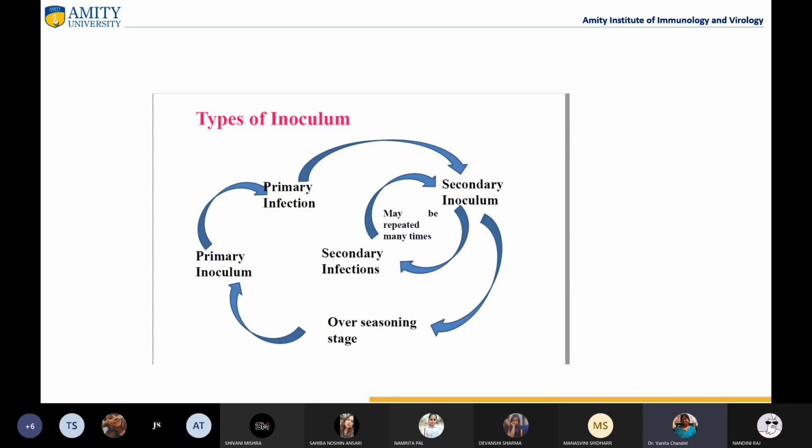So again, here are the types of inoculum. We have a primary inoculum, which is from the overseasoning stage. It causes a primary infection, and from the primary infection we get a secondary inoculum. So what is secondary inoculum? Whatever spores are produced from the primary infection are counted as secondary inoculum. Again, this will lead to secondary infections, and it could be repeated many times. So basically we have two types of inoculum, primary and secondary.